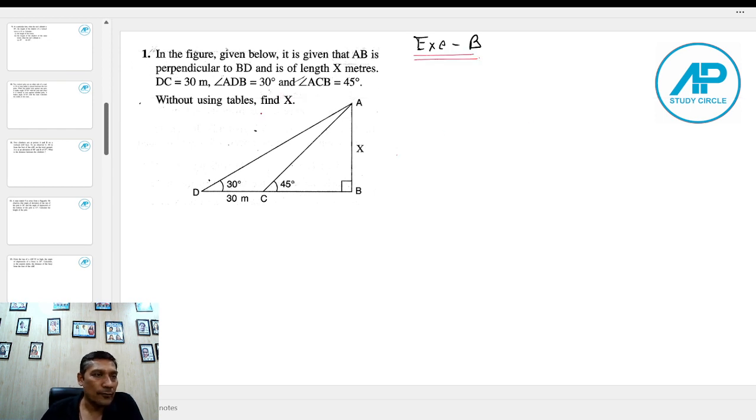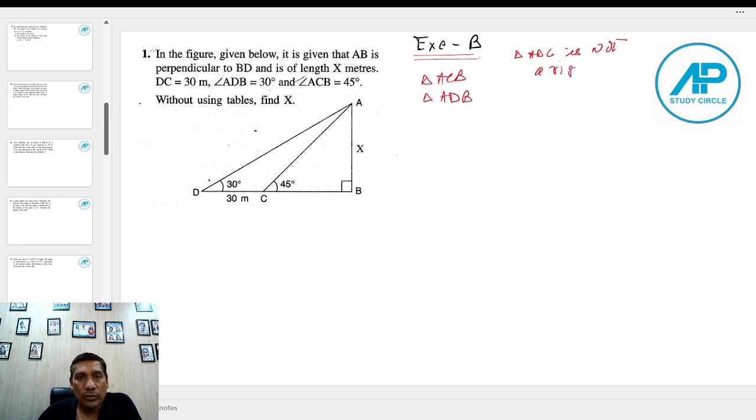So I am taking up a few questions from this exercise today, and then I will post another video tomorrow as usual. You can see these questions involve two triangles. One triangle is triangle ACB and the other is triangle ADB. I'm not taking triangle ADC because triangle ADC is not a right-angled triangle.